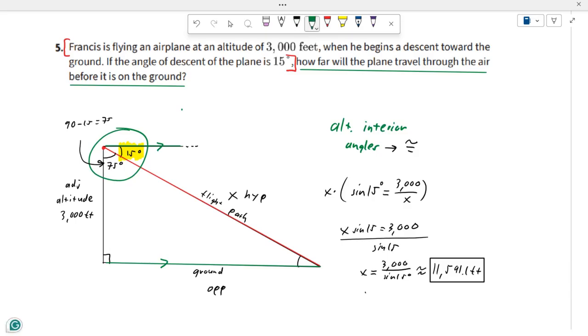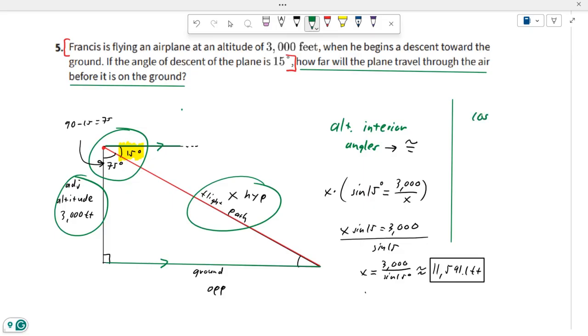And so now I want to say, all right, well, what's the trig function that connects what I know with what I want to know? And that's adjacent and hypotenuse. So if I want to solve this a separate way, I can say that the cosine, and we're dealing with cosine because, again, we're dealing with adjacent and hypotenuse this time. So the cosine of my angle, which in this case is 75, is going to be adjacent, which is 3,000, over my hypotenuse, which is x.